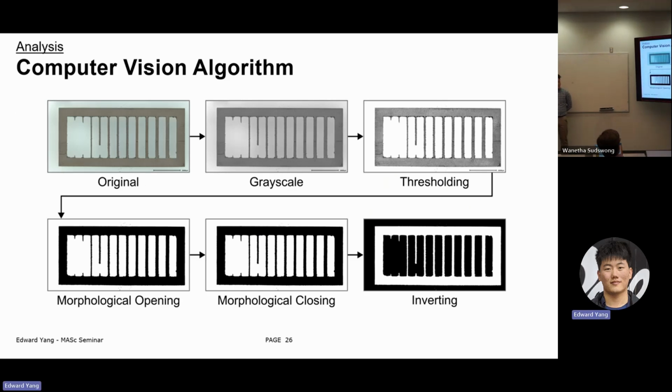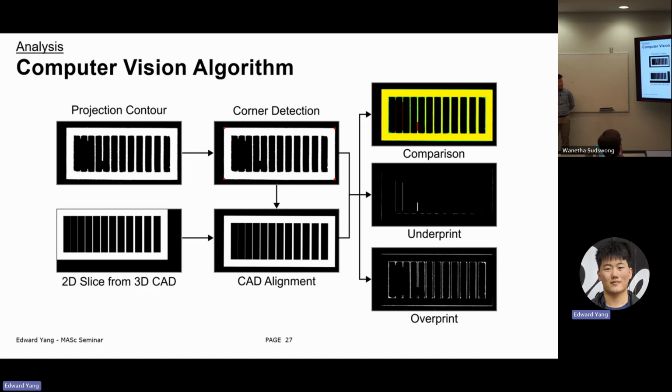The computer vision algorithm itself is described in these steps, where the original image is taken, and steps are taken to convert it into a black and white image where the part has been separated out from the background. Once that's been done, a slice is generated from the CAD file as well, and that is compared against the image that's been extracted. And once that comparison is done, I can now see what the differences are.